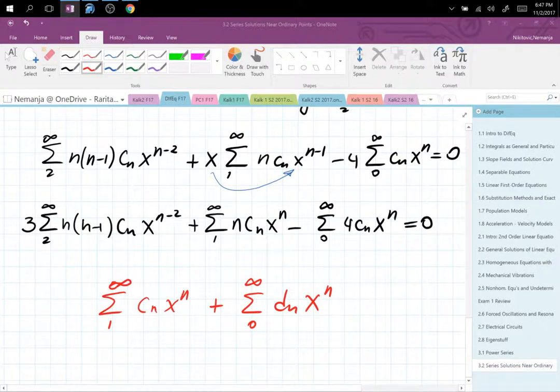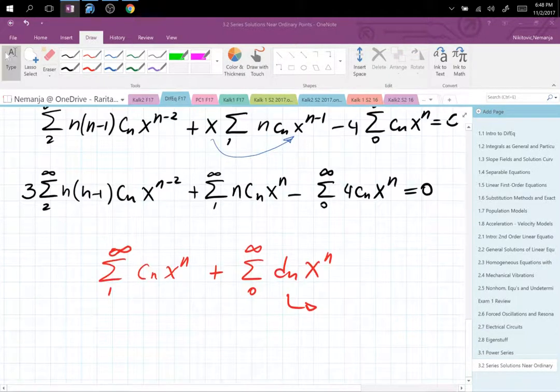What I can do is, since these guys are already on the same exponent, shifting the counter here to 0 will change the exponent, and it would make it incompatible with this one. I have to have the same exponent. So instead of me changing the counter, because that would mess this up, I can peel off one term from here. Now, what does it mean, peel off one term?